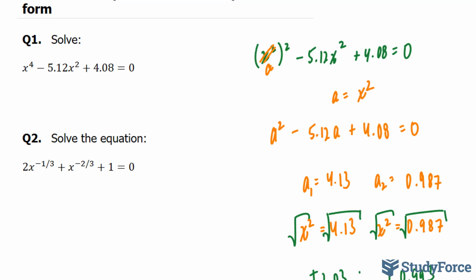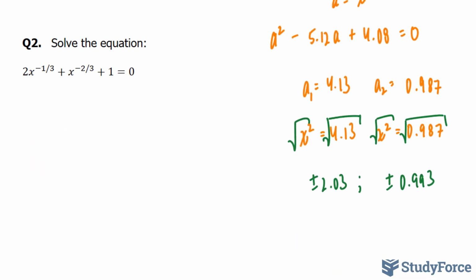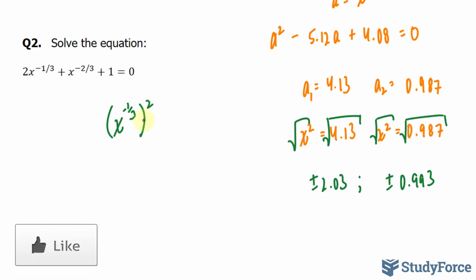This one's a little trickier than question 1. We have our equation 2x to the power of negative 1 over 3 plus x to the power of negative 2 over 3 plus 1 is equal to 0. You need to use some algebraic manipulation to make sense of this. I'm going to rewrite this term so that it looks like this: x to the power of negative 1 over 3 raised to the power of 2. The reason I can do that is because of one of the exponent rules. If you raise a power to a power, you can just multiply them. So if I multiply 2 times negative 1 over 3, I'll end up with negative 2 over 3.